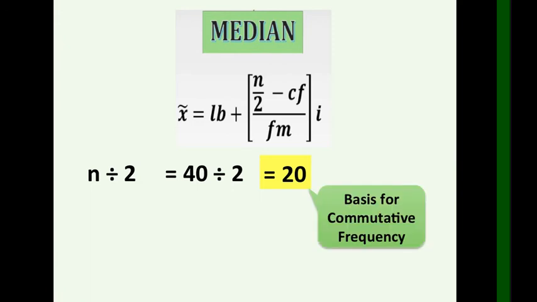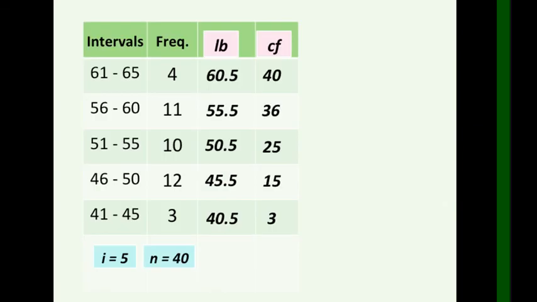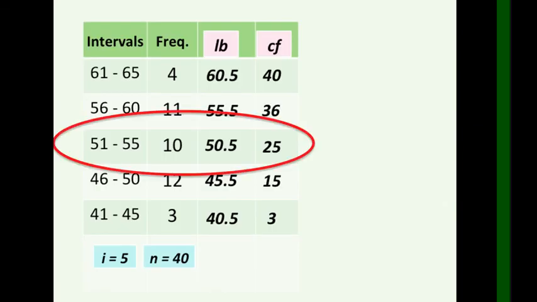This is our basis for the cumulative frequency. Okay, that is the cumulative frequency. So in this given, our computed n divided by 2 is 20. But in the cumulative frequency, we can't see any 20 here.